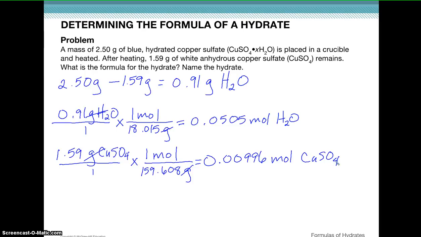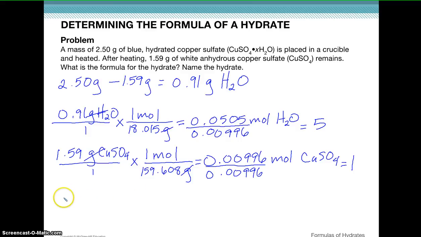Alright, now if this was an empirical formula problem, the next step to get that whole number ratio of moles is to divide by the smallest. So we're going to divide them all by 0.00996. And that gives this number a 5, that one a 1. So for every 1 mole of copper sulfate, there are 5 moles of water. So we just determined that our X is 5.